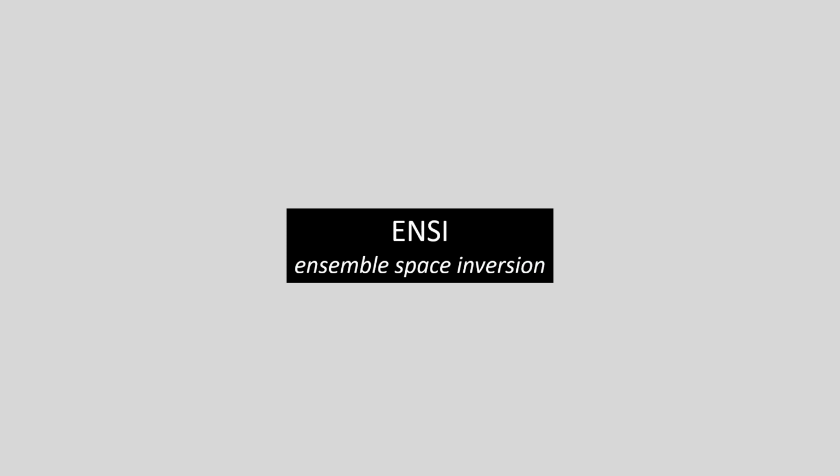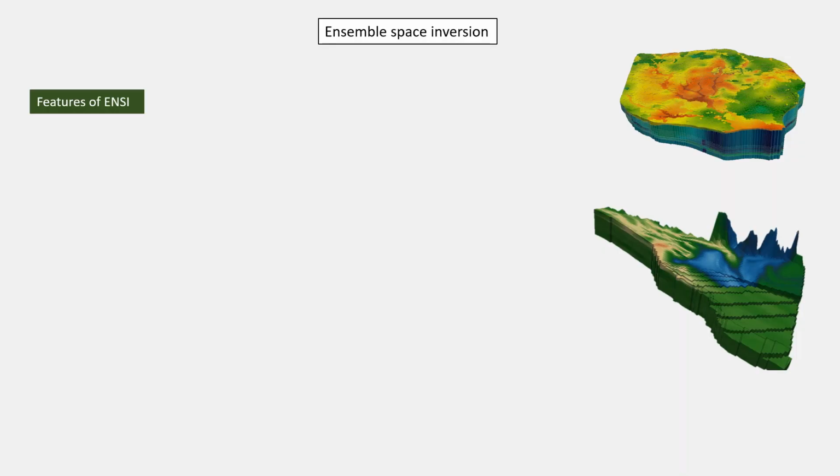Now let's look at ensemble space inversion, or ENSI for short. At the time of recording this video, ENSI is only a few months old, but it has already had some remarkable successes in calibrating big, slow, structurally and parametrically complex models where nothing else seemed to work, so it has proven its worth already on the inversion battleground. Let's look at some features of ENSI that make it unique.